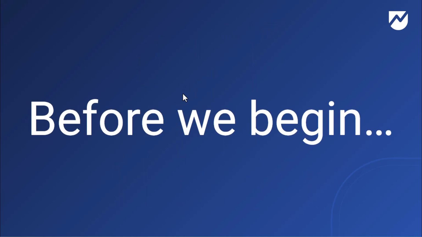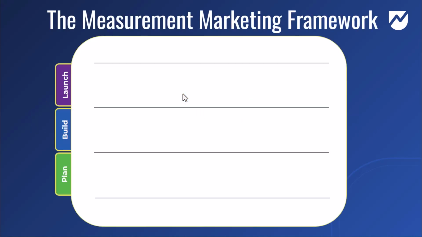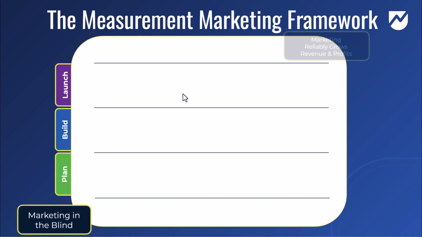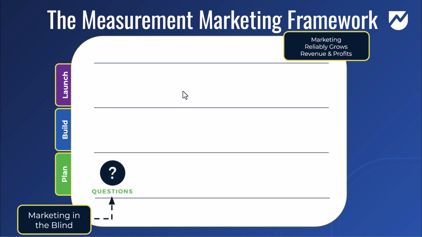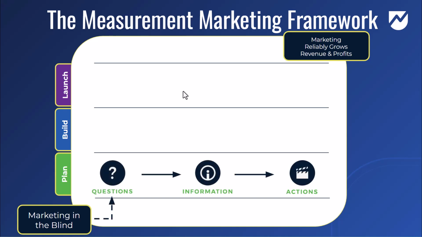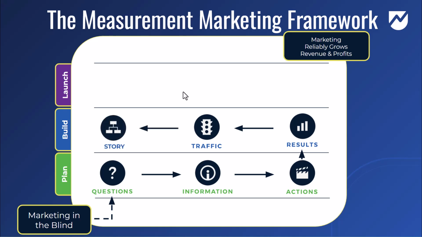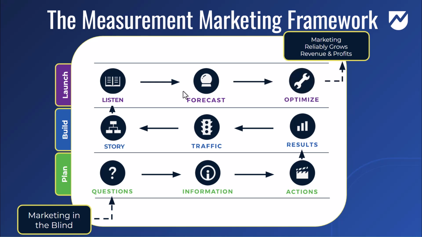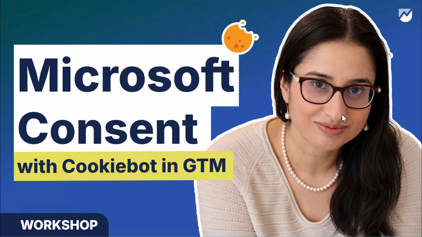Alrighty, before we begin, let's remember our measurement marketing framework that helps you go from marketing in the blind to marketing where you reliably grow revenue and profit. There are three key pillars: plan, build, and launch. Plan is about questions, information, and actions. Make sure you can take actions. If not, circle back and ask different questions. Build is results, traffic, and having the results and traffic tell you a story. And launch is all about listen, forecast, and optimize. Now, let's dive into Microsoft Consent with Cookiebot and GTM.